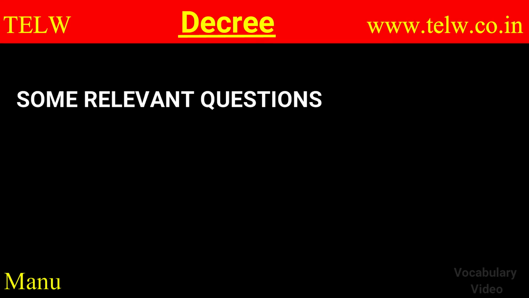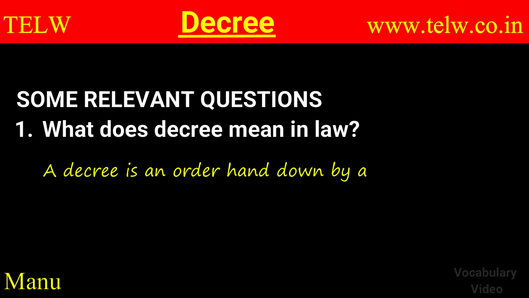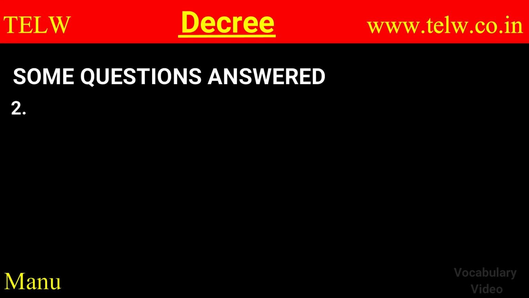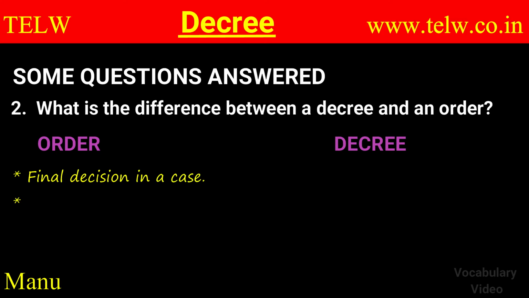Now let's look at some relevant questions. First, what does decree mean in law? A decree is an order handed down by a judge settling the issues in a case before the court. Second question, what's the difference between a decree and an order? Well, an order is a final decision in a case.